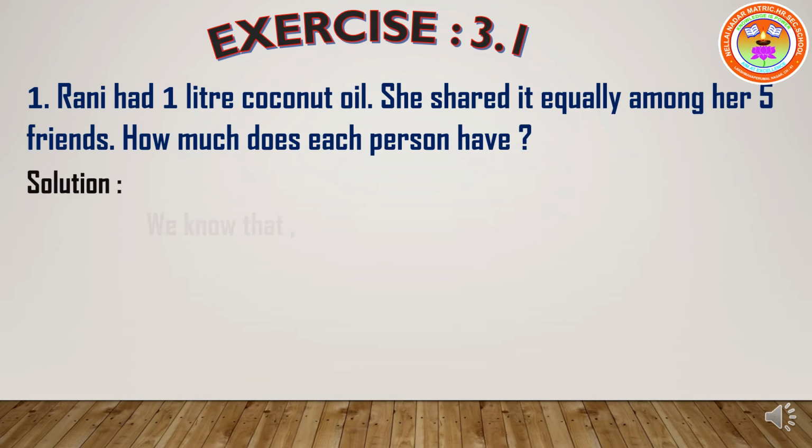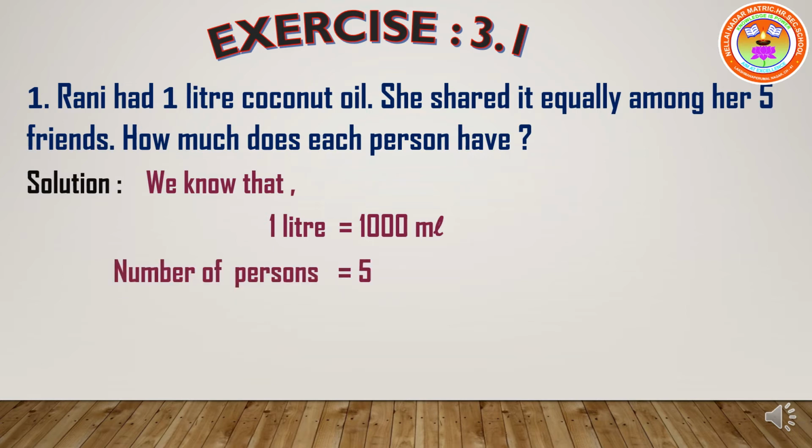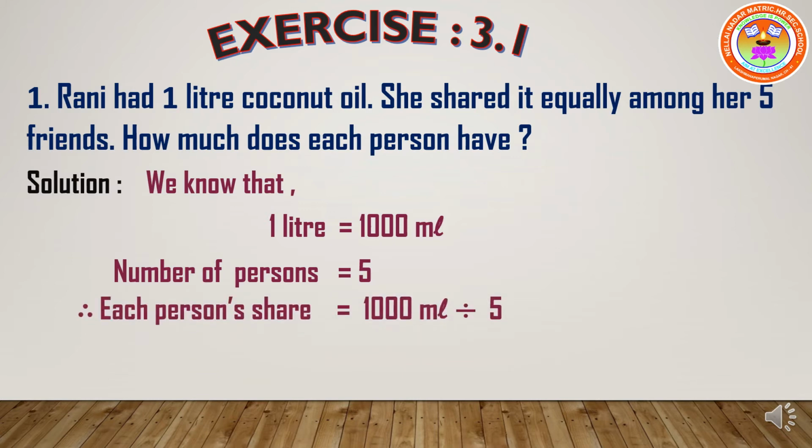Solution. We know that 1 liter is equal to 1000 milliliters and the number of persons is equal to 5. Therefore, each person's share is equal to 1000 milliliters divided by 5. So let us start the division. 1000 will be the dividend, 5 is the divisor. Now 5 twos are 10. Now let us subtract. On subtracting we get 0. Now bring the 0 down. So here you have 0. When you multiply 5 into 0, you get 0.